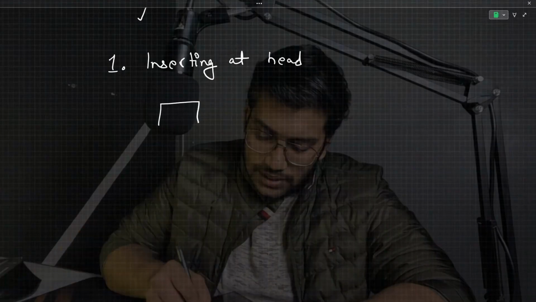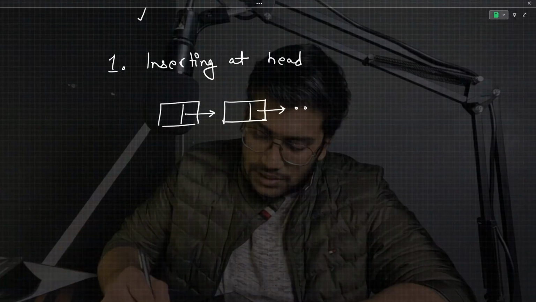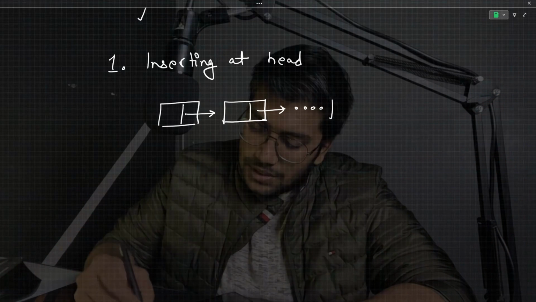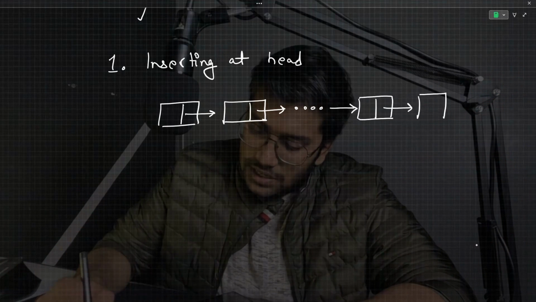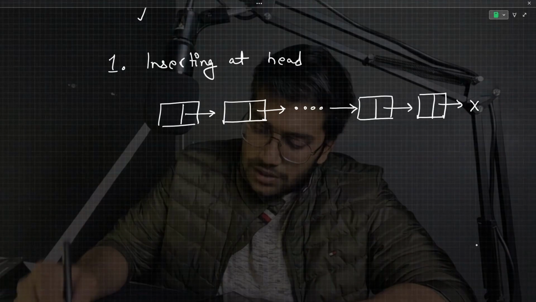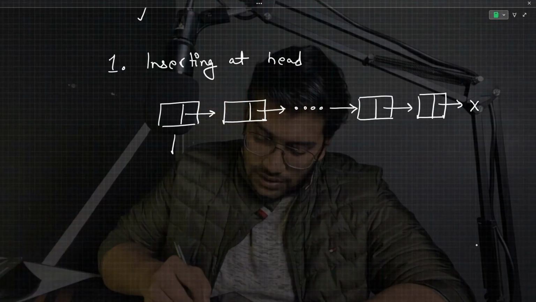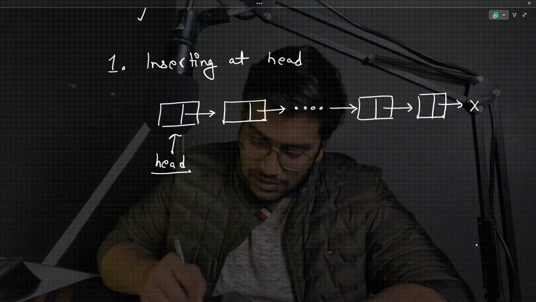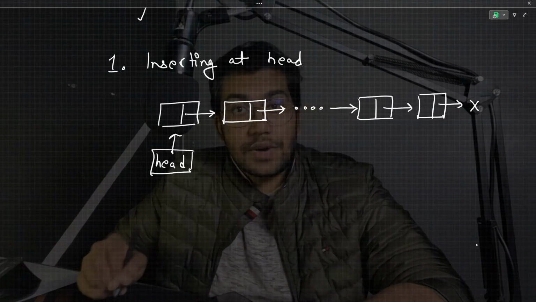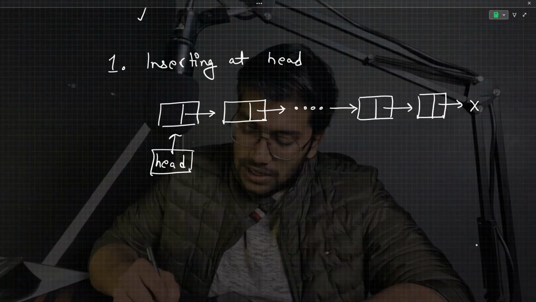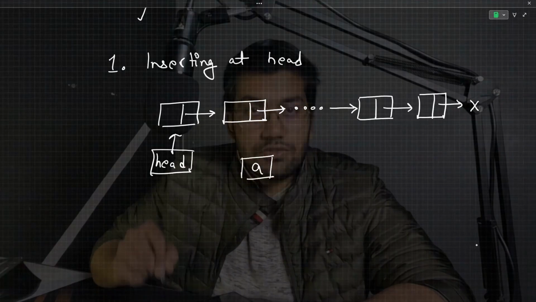So you have a linked list, right? Like this. Let's say you have a few more nodes, something like this. And finally, in the end, it would point to nothing, or a null node. What you are given is this head. This is something that would be provided to you. And let's say I want to insert the value a at the head of this linked list.